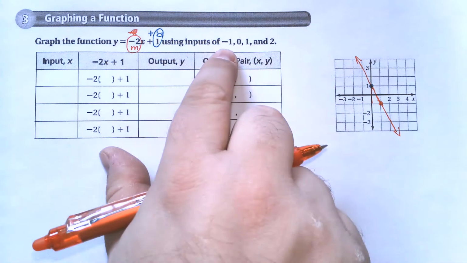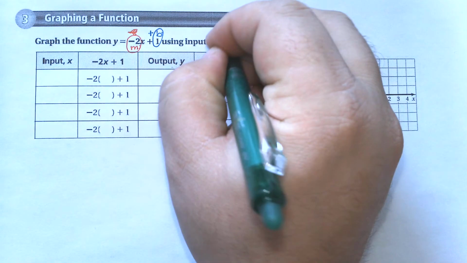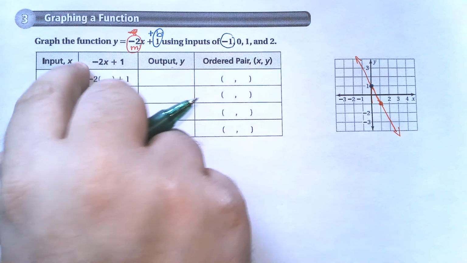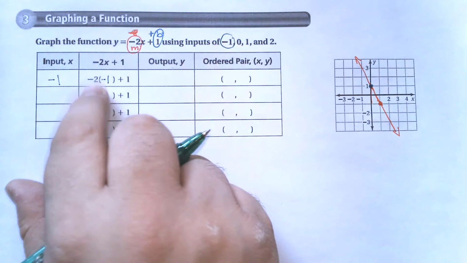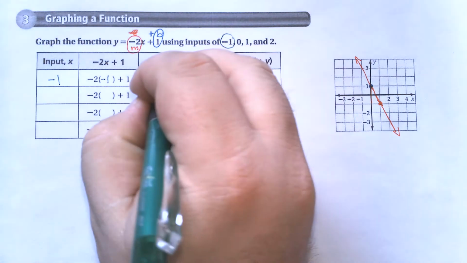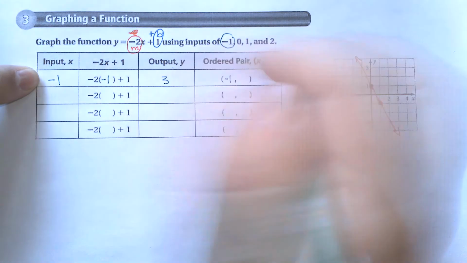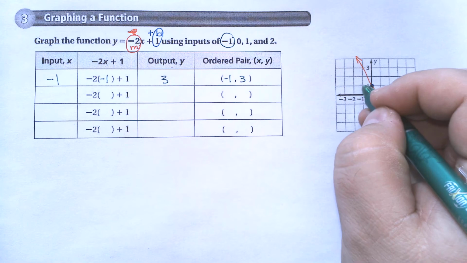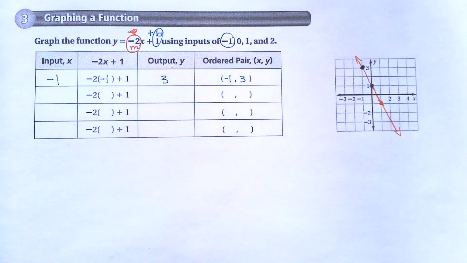However, they want us to actually solve using these four. So let's see if we get the same thing, because we should. What I'm going to do is take this -1 and put it as my input. That means everywhere I see an x, I'm going to put -1 instead. When I solve this, I get +2 plus 1, which is 3. So when my x was -1, my y was +3. So at -1, 3, that point is on my line, so far, so good.